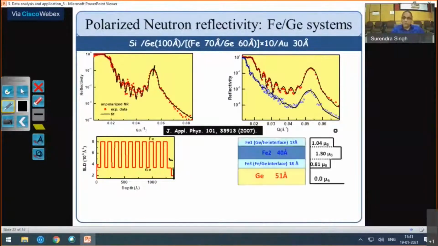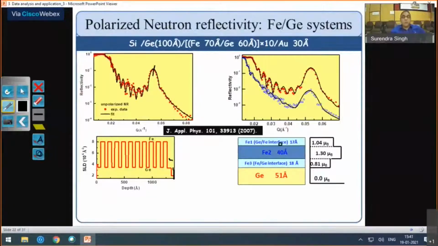Because iron is ferromagnetic, but we found the iron ferromagnetism is not uniform throughout the layer. Here we are just showing one bilayer; there are 10 bilayers like this. In one bilayer, the iron in the middle region has a magnetic moment of 1.3 μB. At the interfaces, there is a reduction in the magnetic moment of iron. And germanium is 51 angstrom, which doesn't have any magnetic moment, zero magnetic moment.